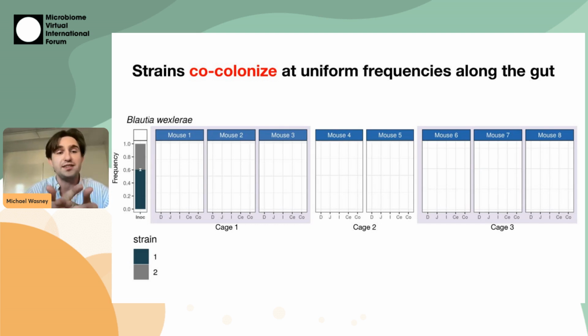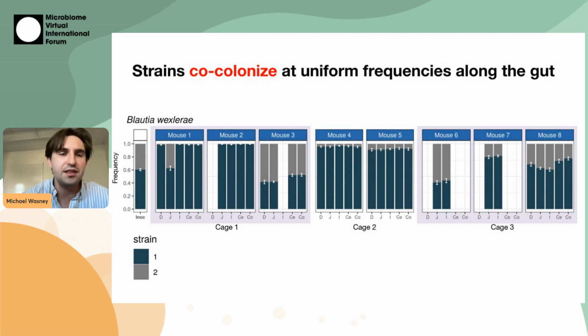So here I'm showing a case study of a species called Blautia wexlerae. This study had 2 strains in the inoculum, and we can observe how those 2 strains ultimately colonize our 8 mice, shown from left to right. And we can see that strain frequency or colonization dynamics are quite variable between mice.